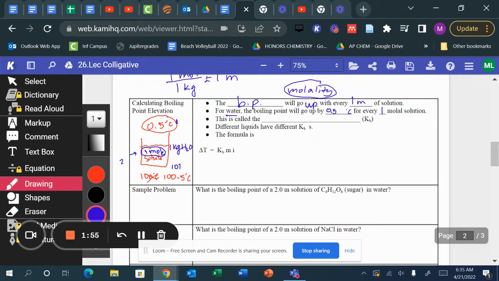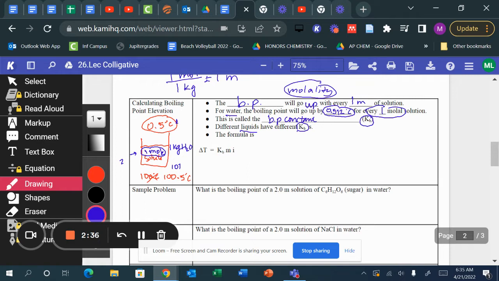Okay. Now this 0.5, you get more sig figs. It's actually 0.512. Okay. This number 0.512 for every 1 molal is called the boiling point constant, or the symbol is Kb. If it's water, it's 0.512, but if you have a different liquid, let's say alcohol, it'll have a different Kb. So for now, let's just focus on water.